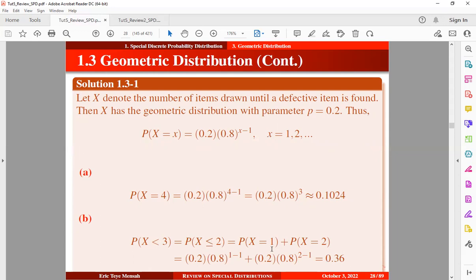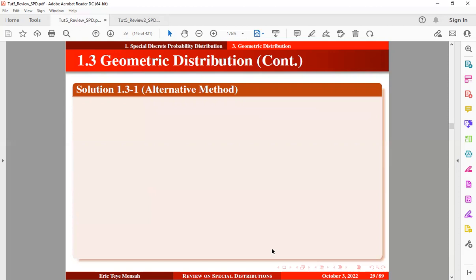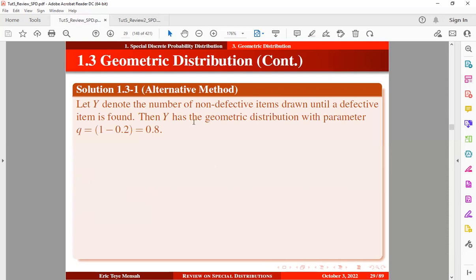All right, so now let's take a look at the alternative method for this example. Let Y denote the number of non-defective items drawn until a defective item is found. So now we are using the second definition of the geometric distribution, where we are looking at the number of failures before we obtain our first success, okay? So then Y has the geometric distribution with parameter q, which is equal to 1 minus p, which will be 0.8, okay? So then we can define our PMF in this form.